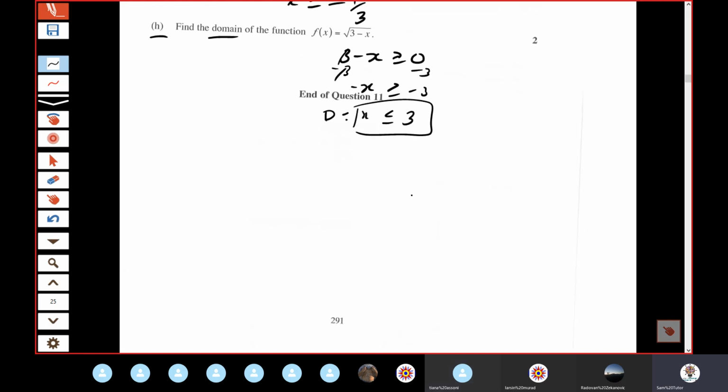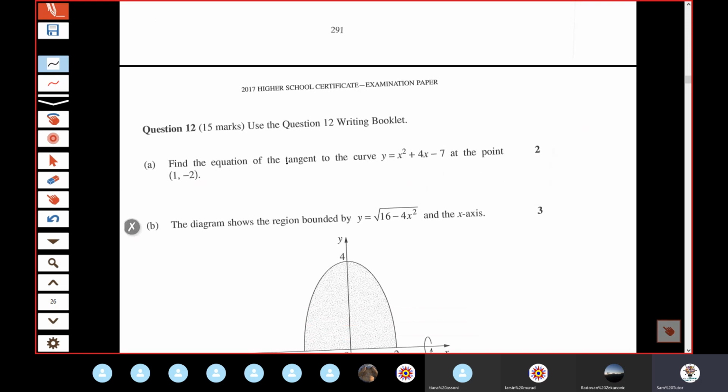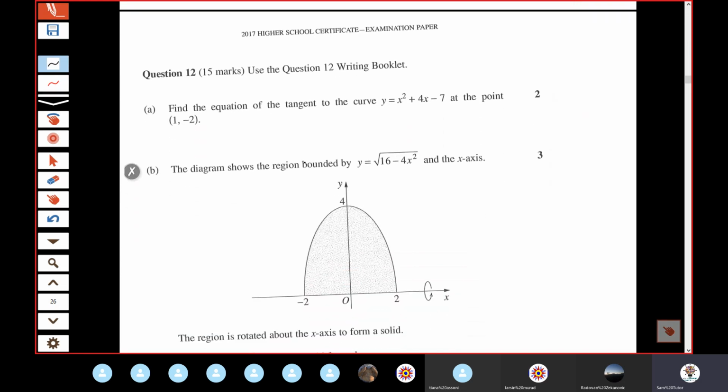Nope. Nope. Find the equation of the tangent. Okay, I think that's the one you were trying to say, Emily, before. So find the equation of the tangent. What formula do we use for that?